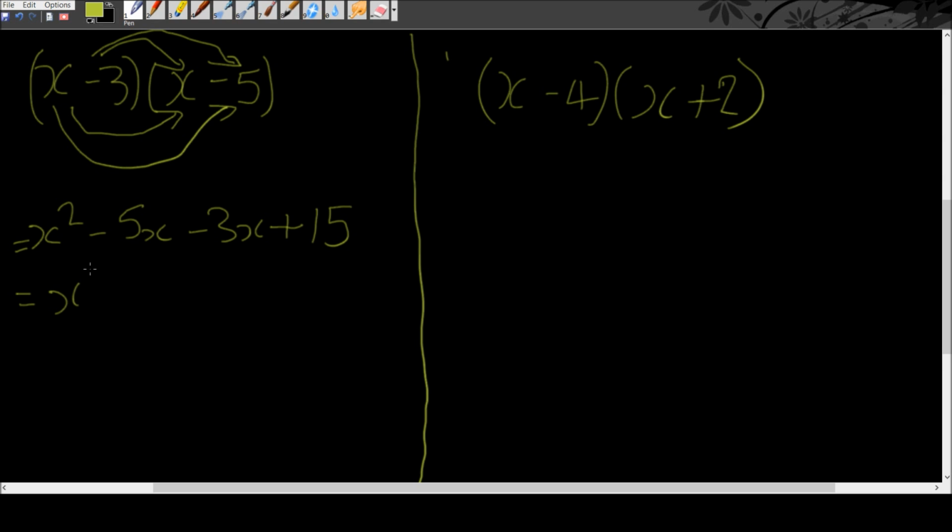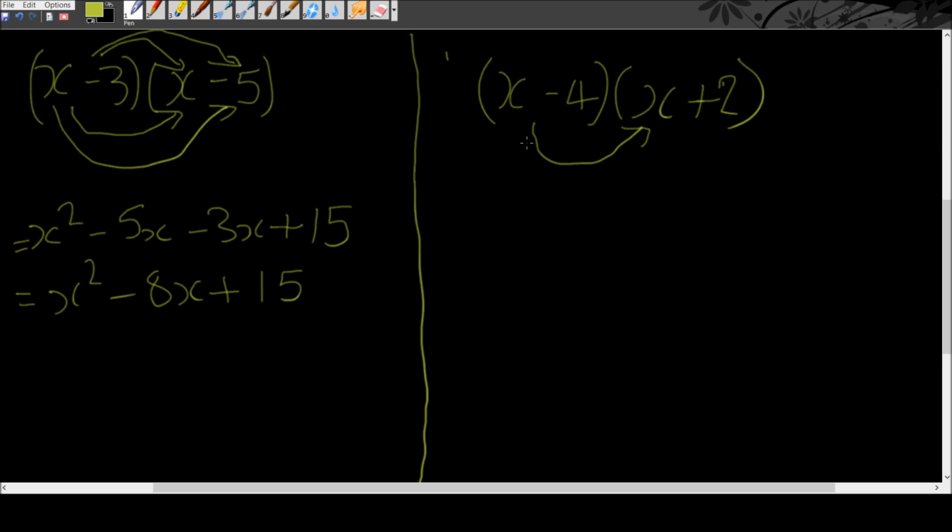Okay, so we're going to simplify it now. X squared, negative 5 take away negative 3 is going to give us a negative 8x. Okay, and we just have the positive 15 there. Okay, now let's look at this example.